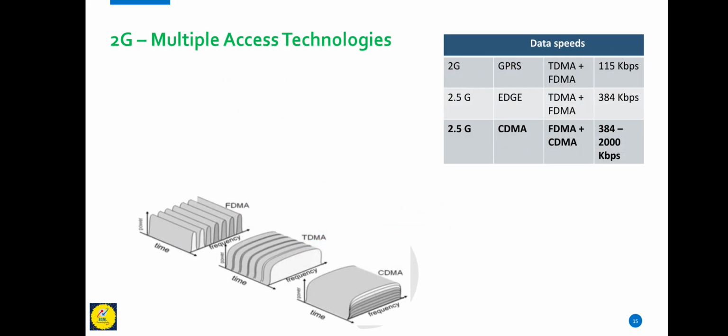Yeah, and these 2G data networks are enabled using GPRS initially with 2G, and then the data rate is further increased from 115 kbps to 384 kbps by using EDGE technology. And in the same period, CDMA also was introduced so that it can handle even up to 2000 kbps.